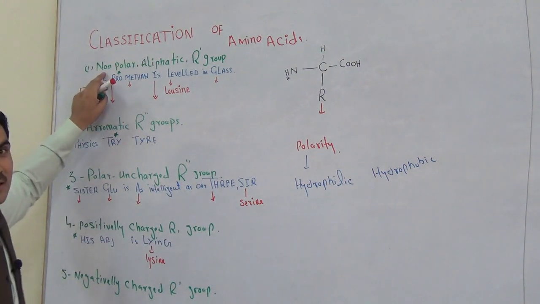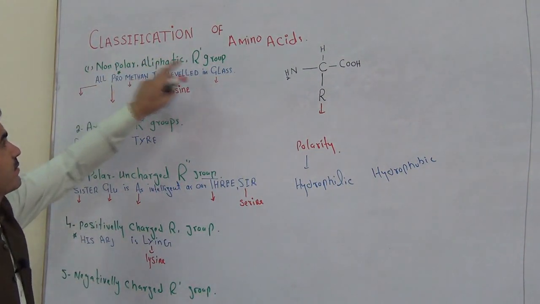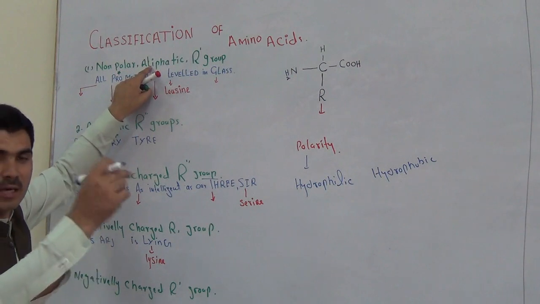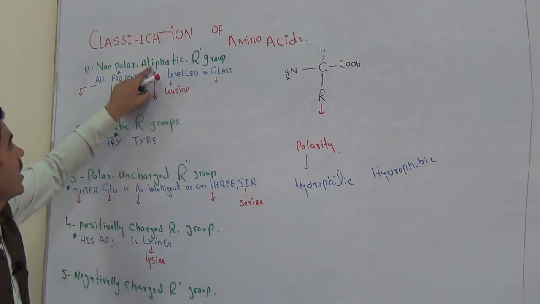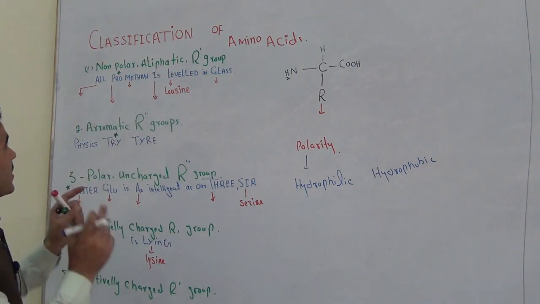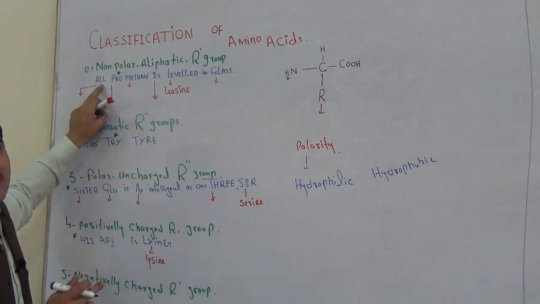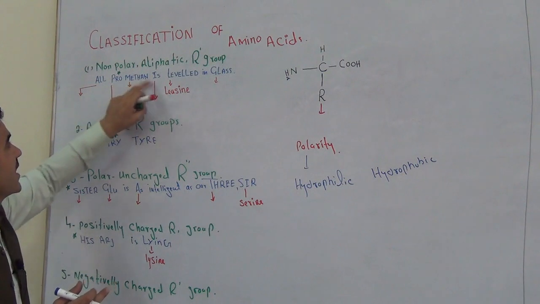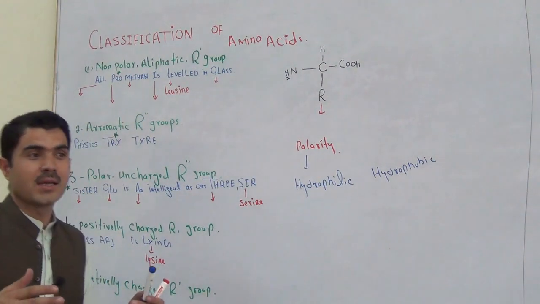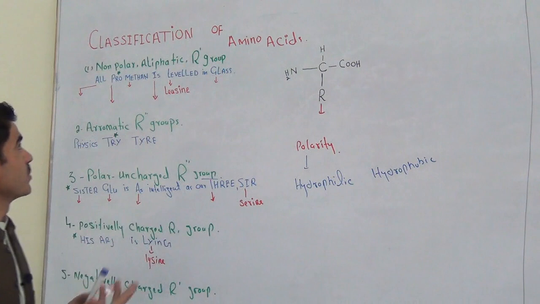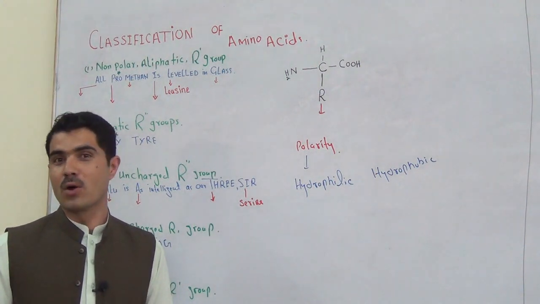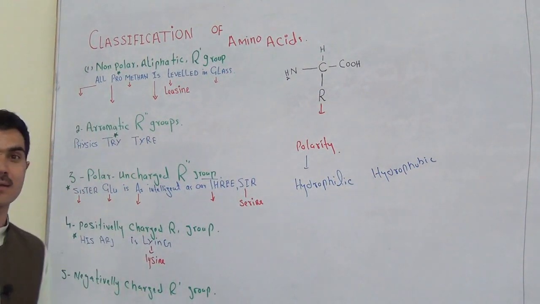The first category of amino acid classification is the nonpolar aliphatic R group. Aliphatic shows simple carbon, hydrogen, CH side chain, and it does not have any charge or polarity. What amino acids are in that category? I have mentioned the mnemonic: All promethane is leveled in glass. It's a very simple sentence. You may not know the meaning of that, but that sentence will remain fit in your brain for a long time. All promethane is leveled in glass.